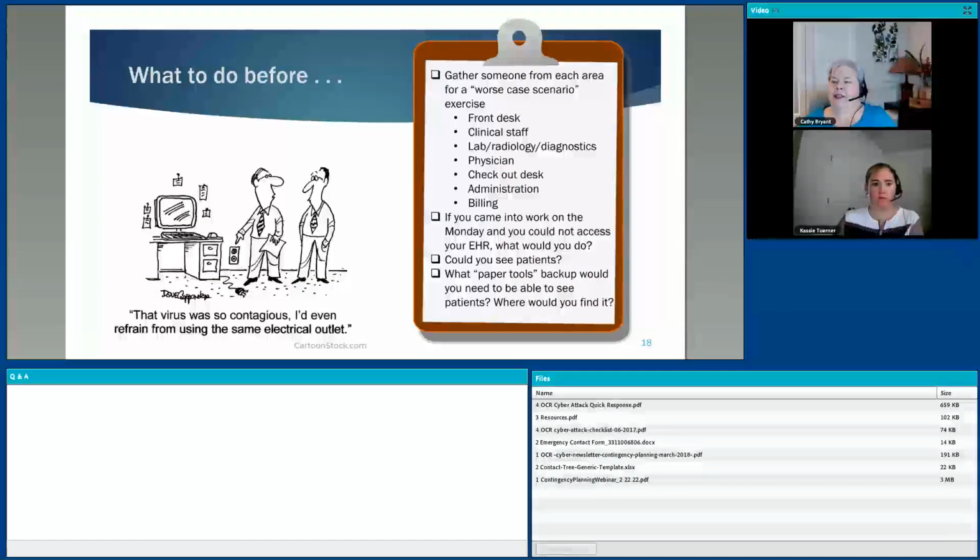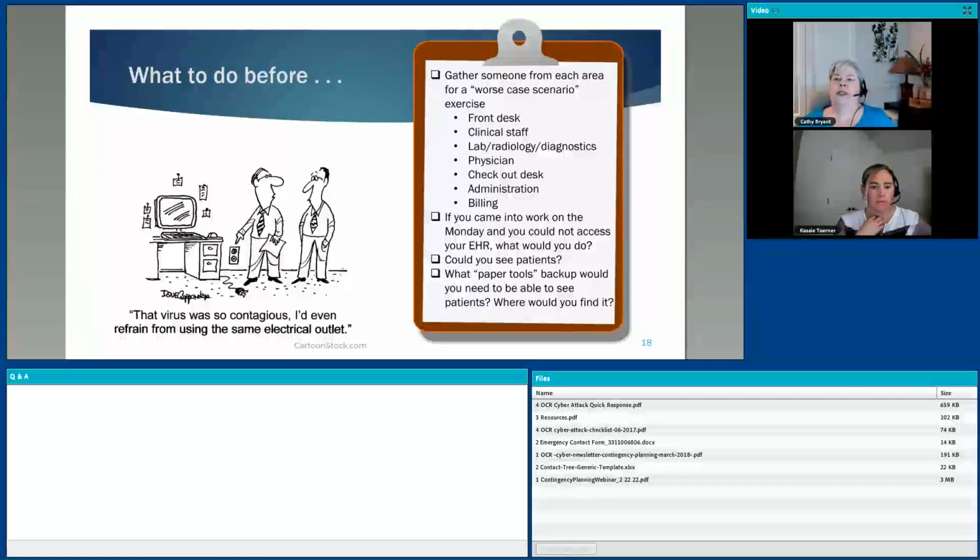I kind of like this little cartoon that the computer virus they had was so contagious that they're even refraining from using the electrical outlet. Now, that's probably a little bit of overkill, but I think that's a very far-reaching action that they've written into their plan, perhaps. But like I said, you want to gather someone from each area of your organization. Front desk, clinical, if you have diagnostics, lab, radiology, perhaps even a physician, your checkout desk, administration, and billing.